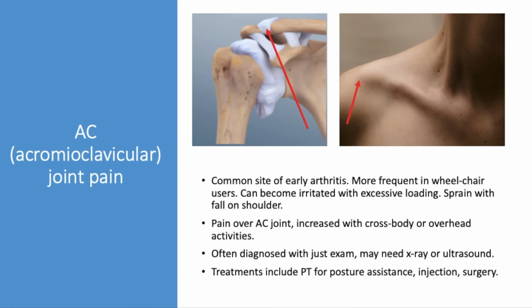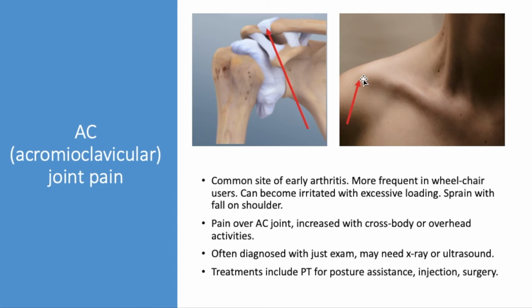Another cause of shoulder pain is due to acromioclavicular or AC joint pain. This is seen here on the top outside part of your shoulder. It's a very common site of early arthritis.